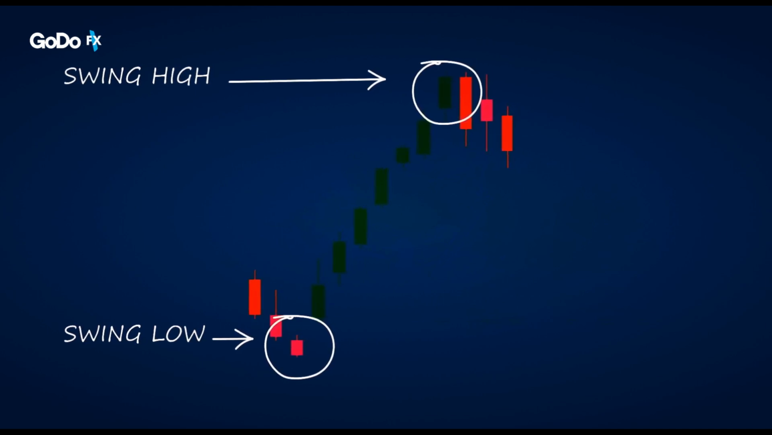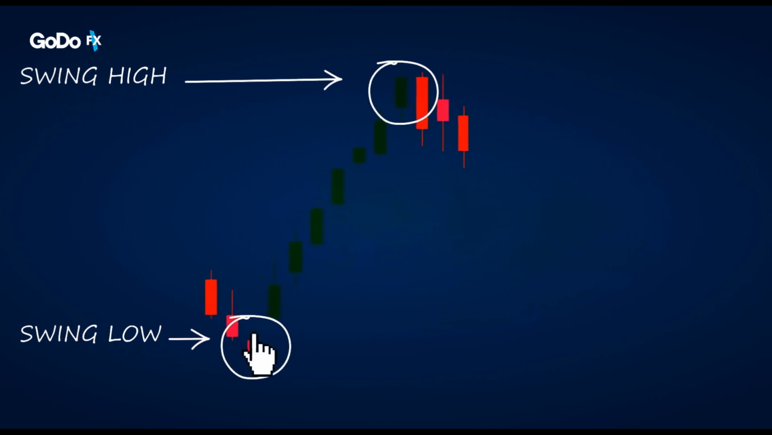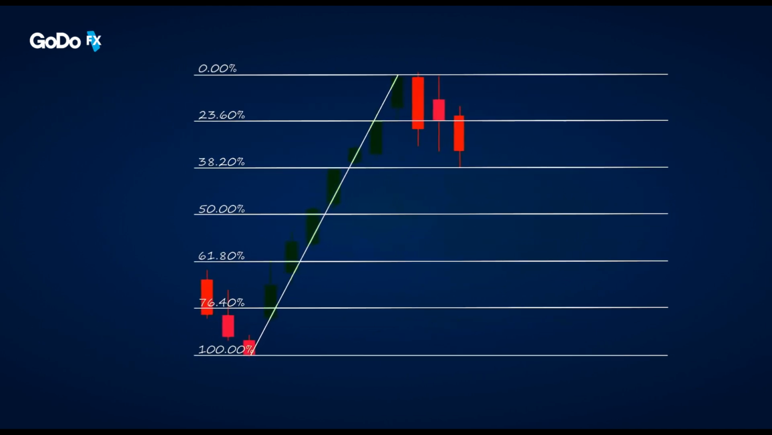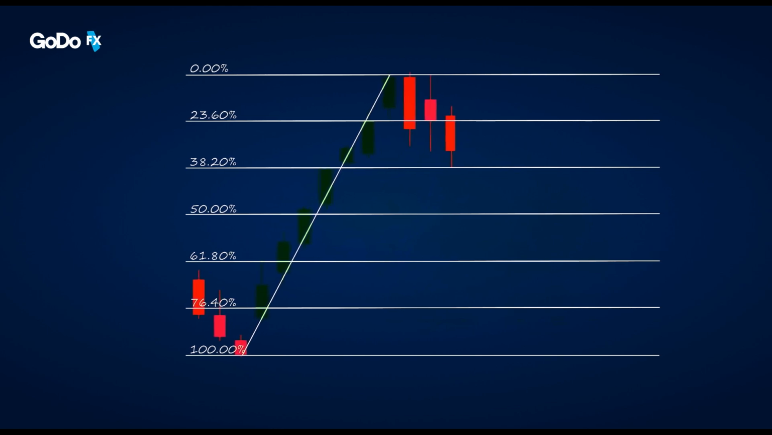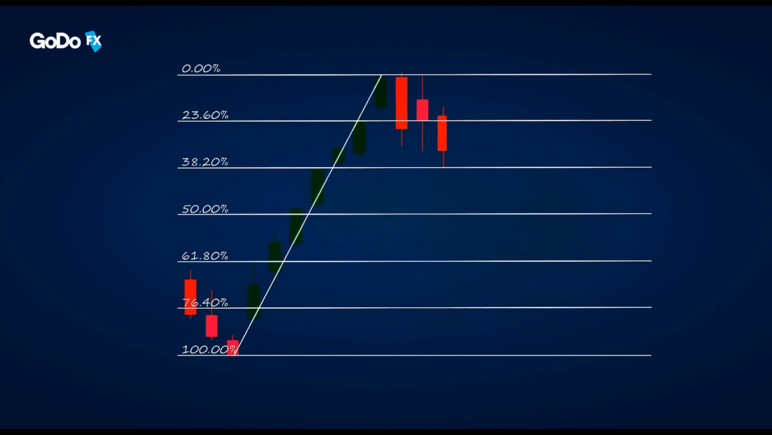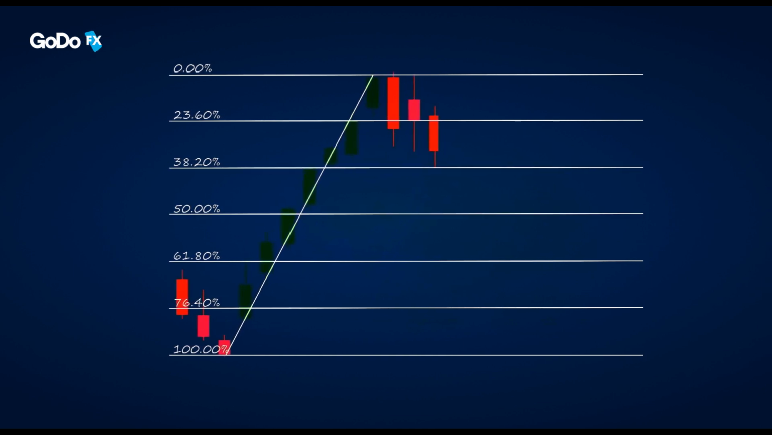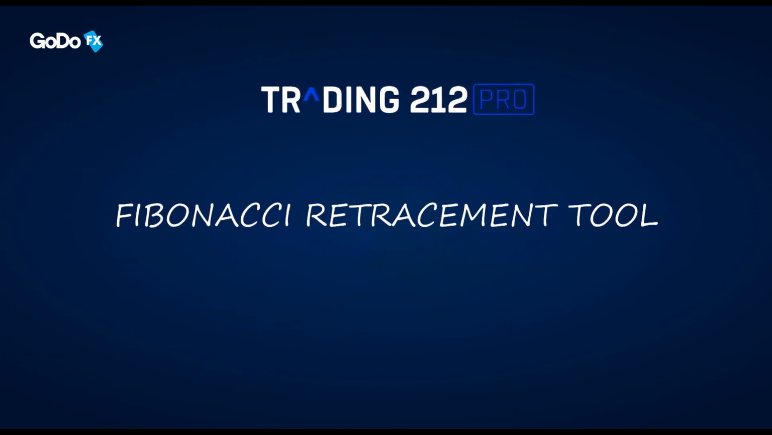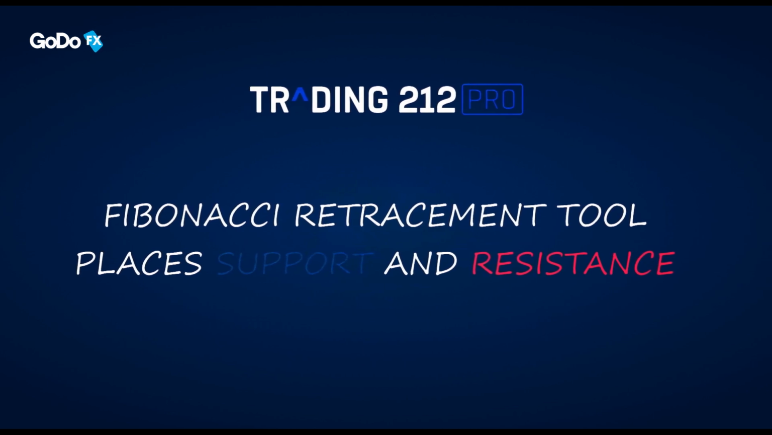Using the Fibonacci retracement tool in the trading platform, you draw a line between the swing low and the swing high. The horizontal lines that occur are the Fibonacci retracement levels, which are automatically calculated by the trading platform. The most popular Fibonacci retracement levels are the 38.2%, 50% and 61.8%. In the Trading 212 Pro platform, you have a Fibonacci retracement tool. It places support and resistance levels on your chart based on the Fibonacci numbers.